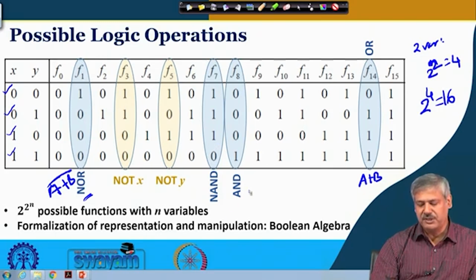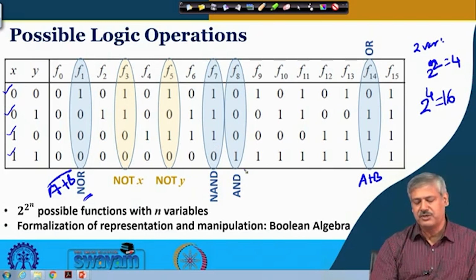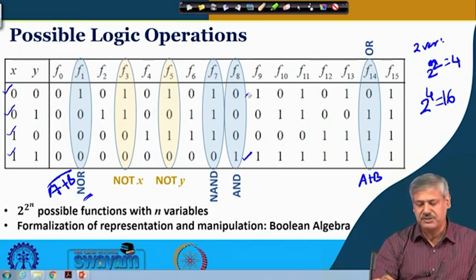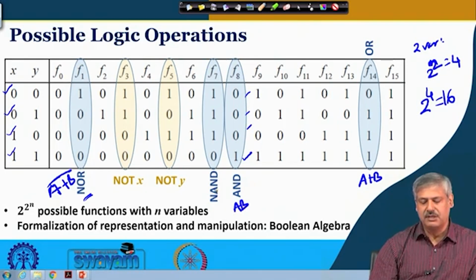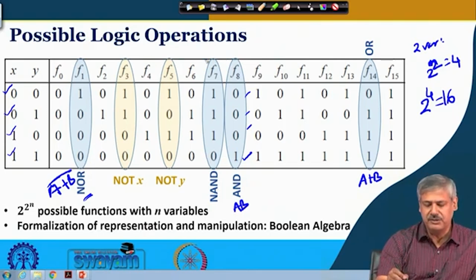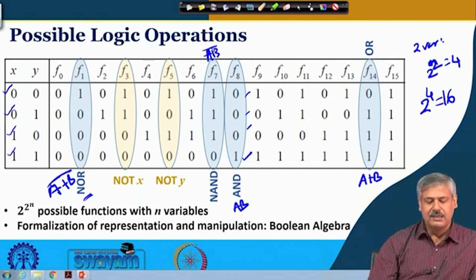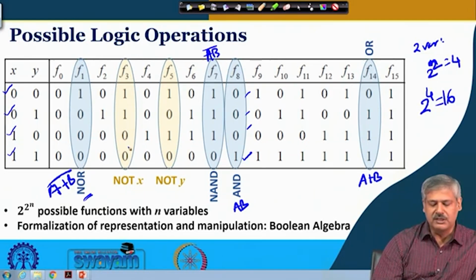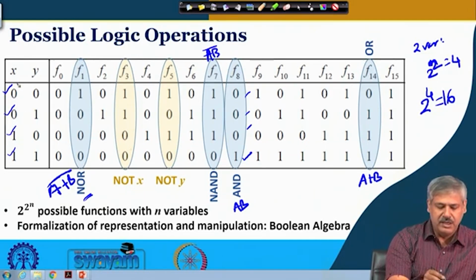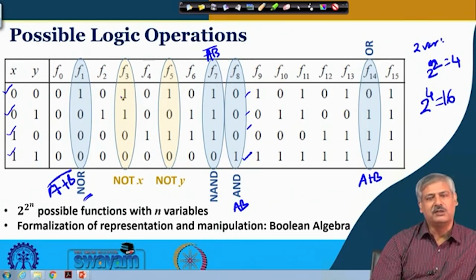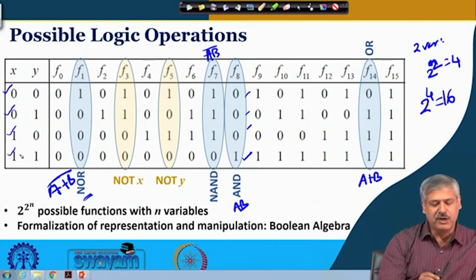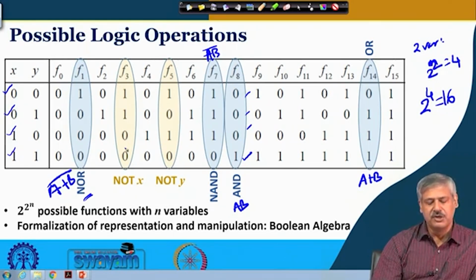We are also familiar with this operation, where when both of them are 1, output is 1, and in the rest of the cases output is 0. So, we know this to be AB. Next is NAND, which is just the opposite of it, and we know this to be AB bar. And in this yellow marked one, you see that when x is 0, output is 1 irrespective of the value of y, and when x is 1, output is 0 irrespective of the value of y. So, basically what you see here is x prime, x complement. Similarly, this is y complement.